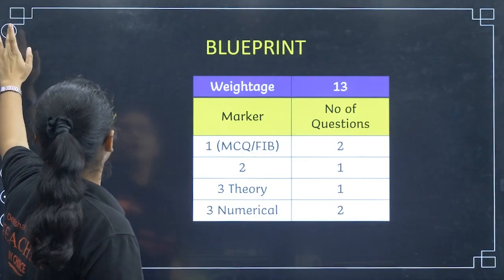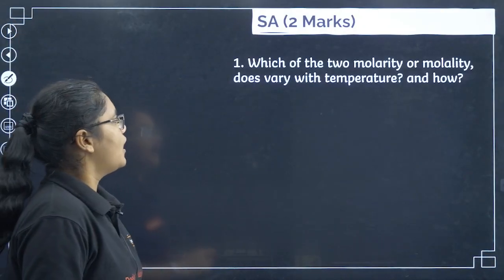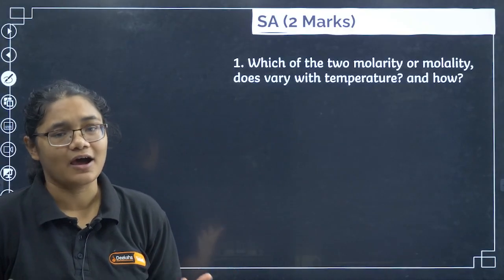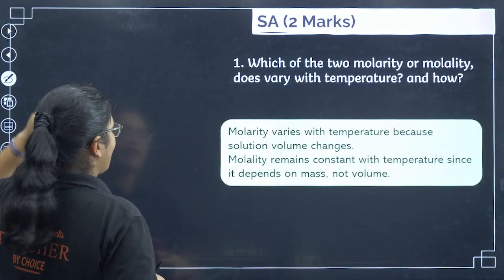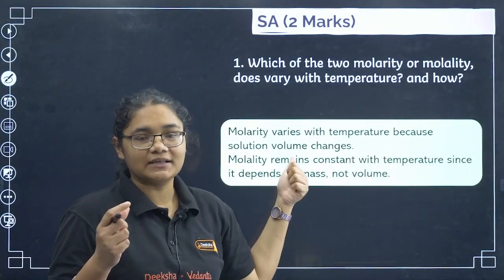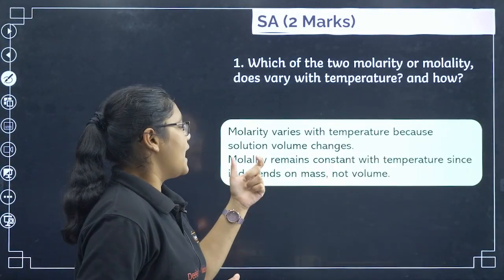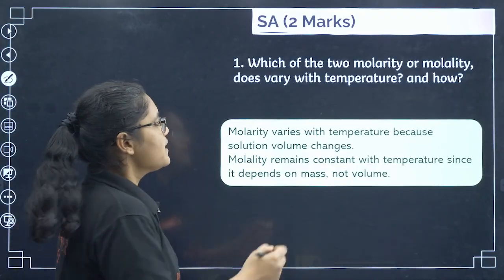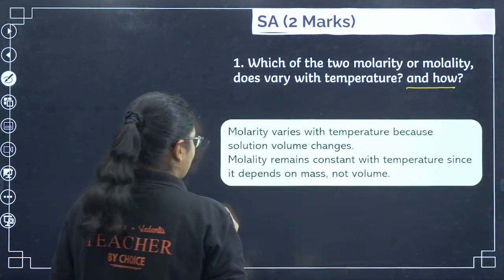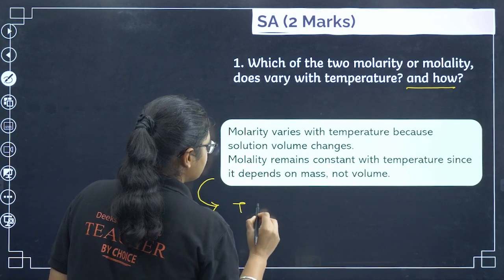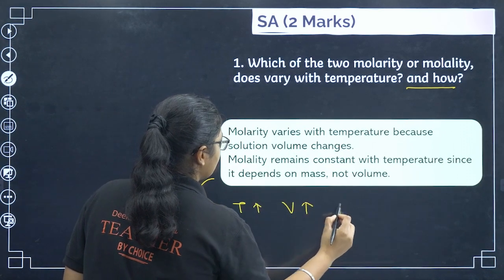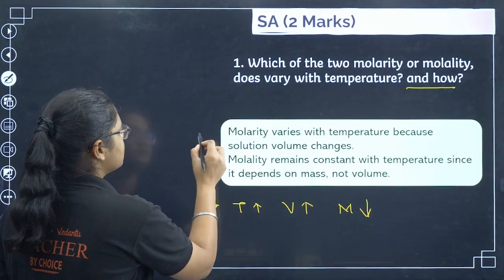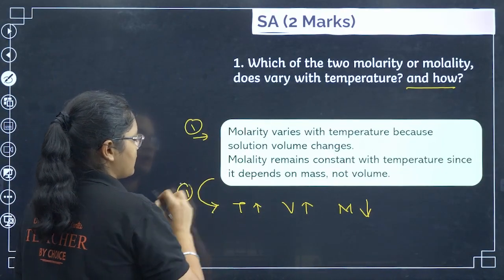If I have the first question: which of the two, molarity or molality, does vary with temperature, and how? Very simple. We know that molarity will vary with temperature because it has volume in its formula, and molality remains constant since it does not depend on temperature. And the second part, how? You have to write that when temperature increases, volume increases, so molarity decreases. This you have to mention as the second point. So this is 1 mark and this is 1 mark.